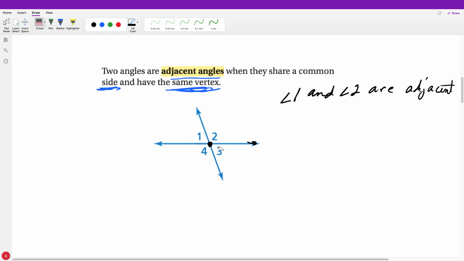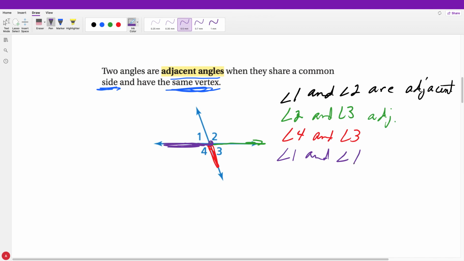So let's talk about some other angles here that are adjacent. Here we know that all of them share the vertex, but this one is split between angle 2 and angle 3, so we know that angle 2 and angle 3 are also adjacent. I'm just going to abbreviate that. And the same thing here, we can say that angle 4 and angle 3 are adjacent because they share the vertex and the side. And the last one we can say is angle 1 and angle 4 are also adjacent because they share that vertex and the side. All right, so just because they share a vertex does not mean that they are adjacent.